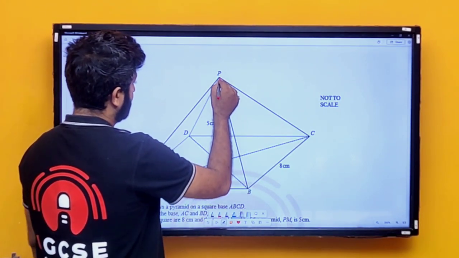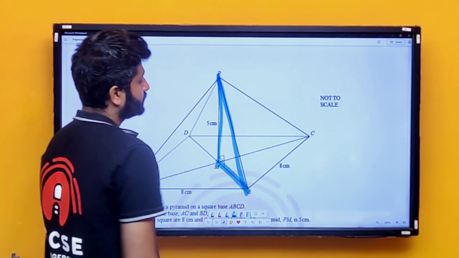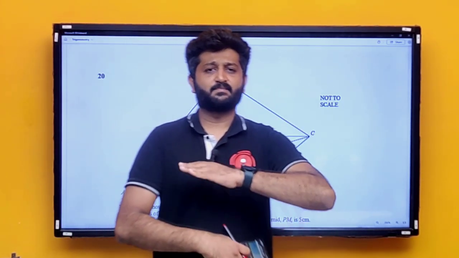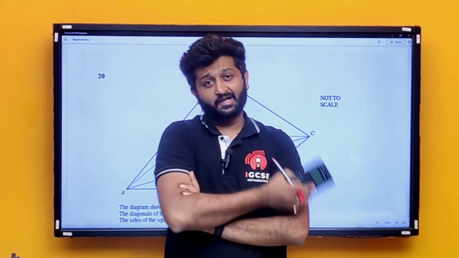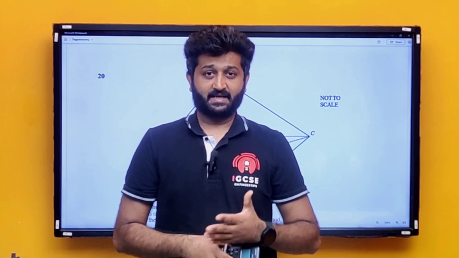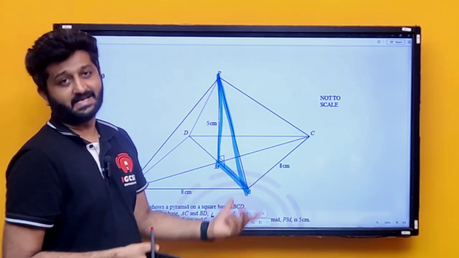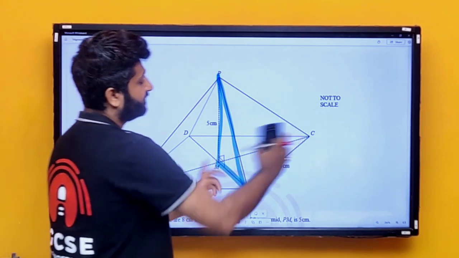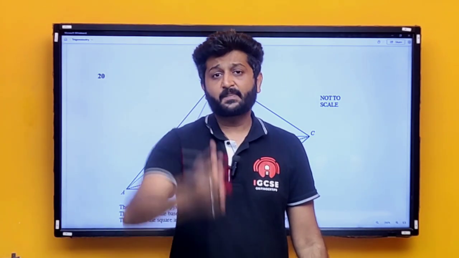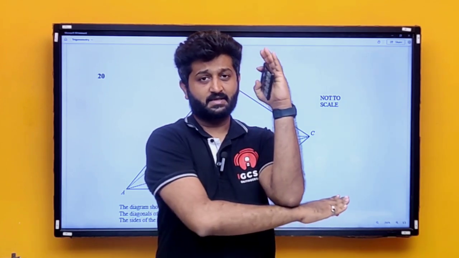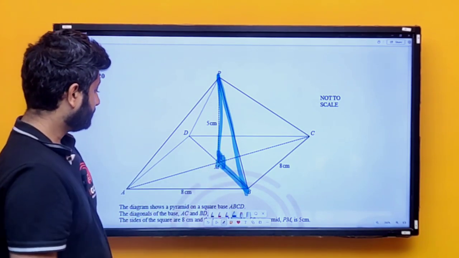In 3D geometry, questions of pyramid and prism generally come. So you need to remember a few things. The base is, in most cases, either a rectangle or a square. In a square or rectangle, the diagonals bisect each other, right? So whenever two diagonals meet, they will bisect each other. It means if this is 10 cm, this is 5, 5, 5, 5. And in any given case, the height of the pyramid or the prism will be perpendicular to the base. So this angle will always be 90 degrees.